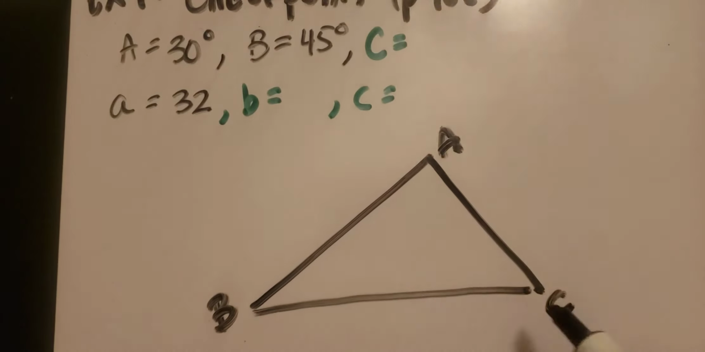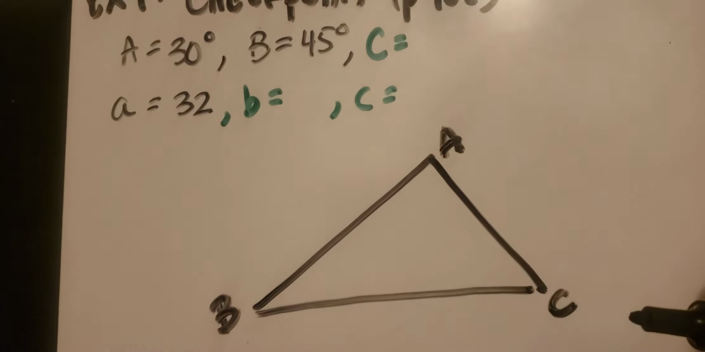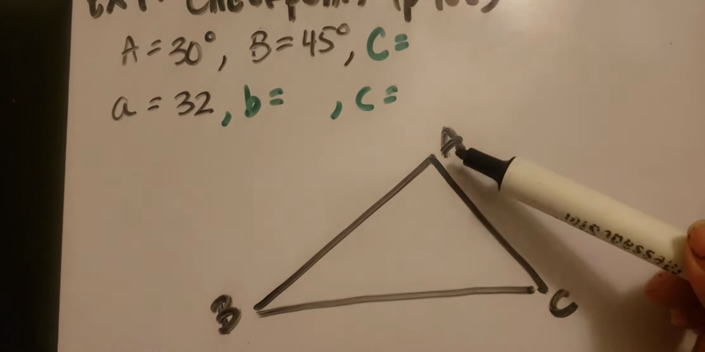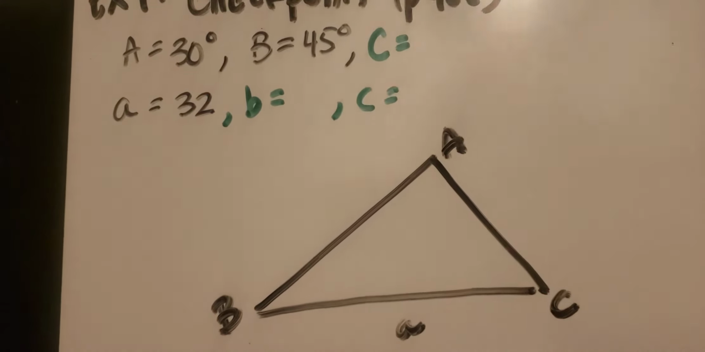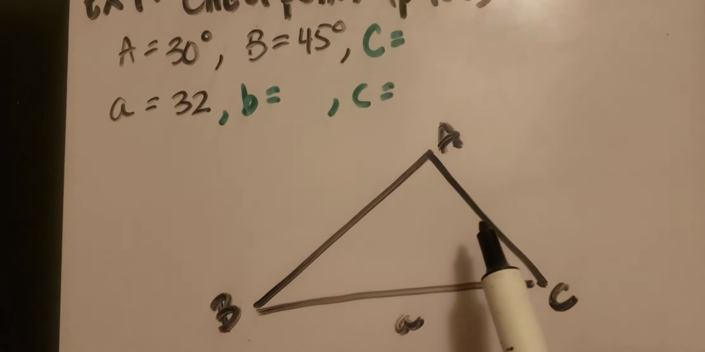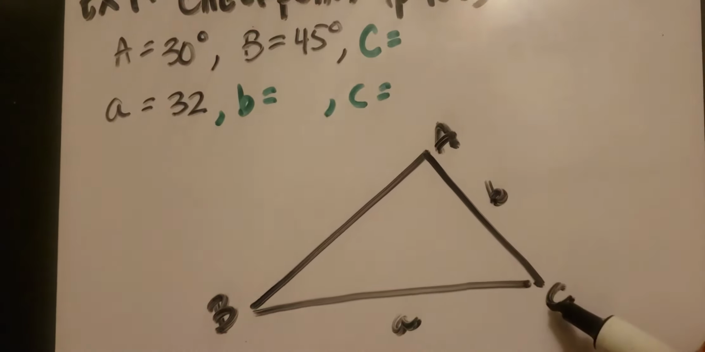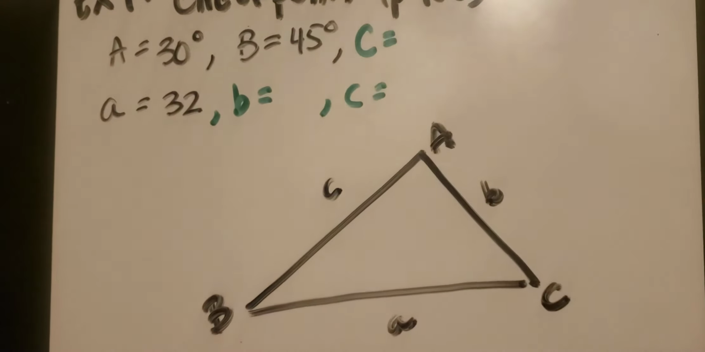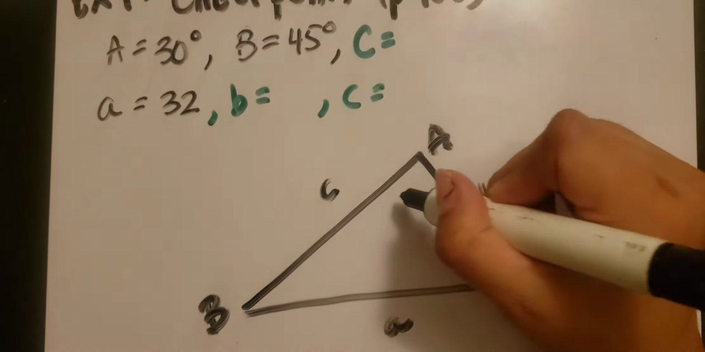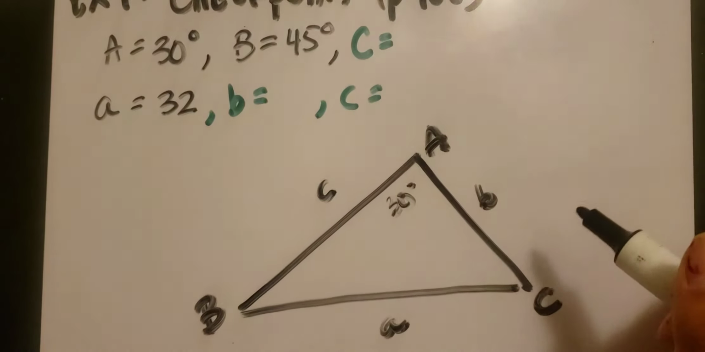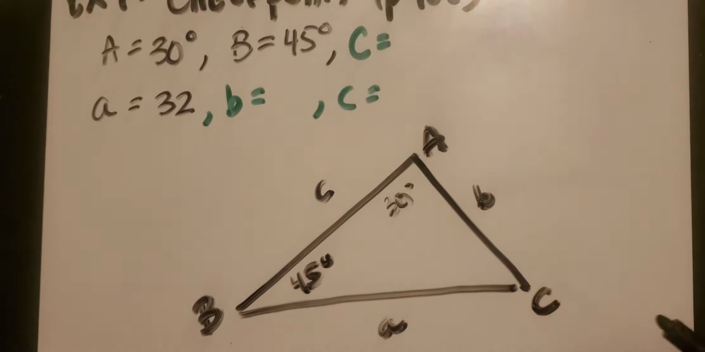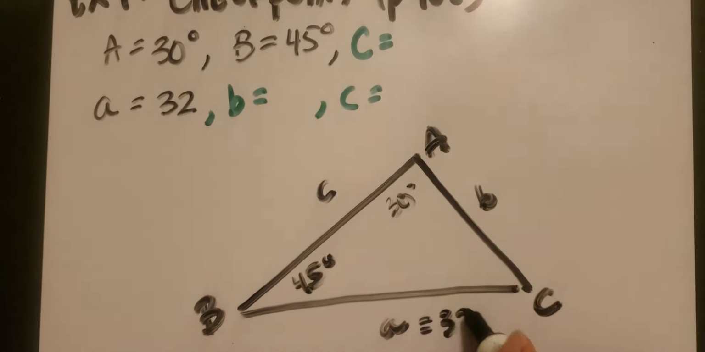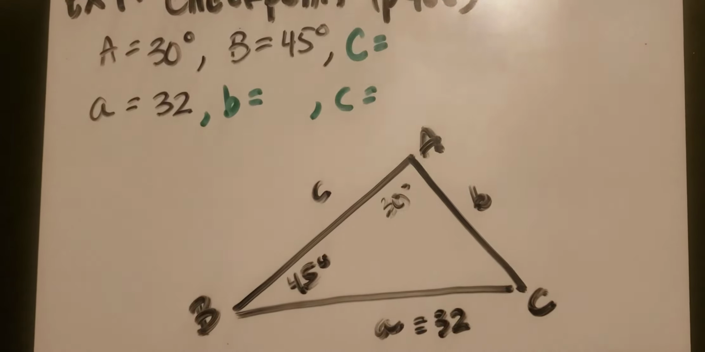Now here are angles A, B, C. Again, it doesn't matter, and I am doing it differently than the book. But where you put your sides does matter. If angle A is here, the opposite side has to be side a. Here's angle B, the opposite has to be side b. Here's angle C, and again, the opposite has to be c, okay? And again, we were given A was 30 degrees, B is 45 degrees, and of course side a is 32. So this is all the information that's given, okay?